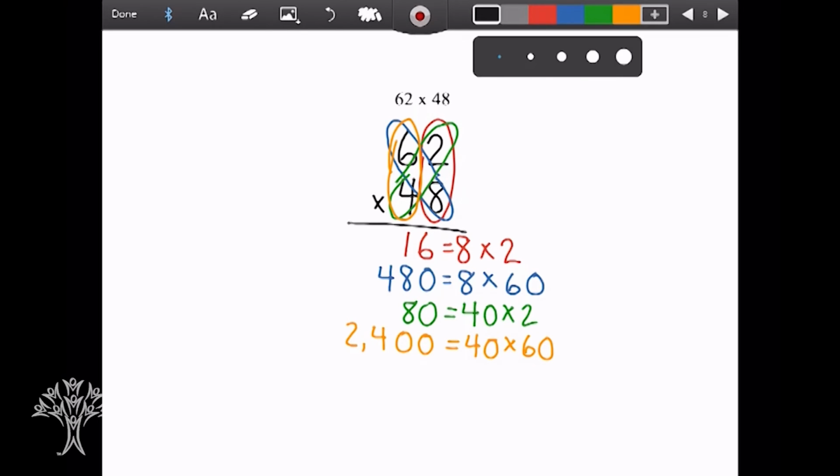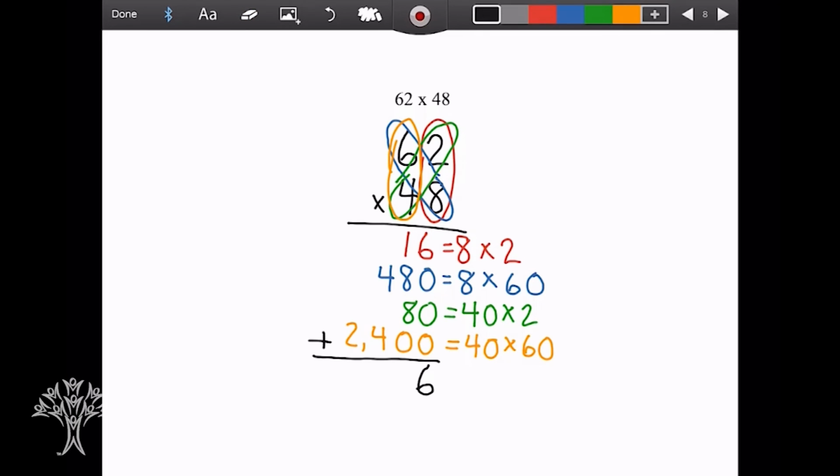What is the very last step that you have to do after this? So 1, we set it up in standard algorithm. 2, we did the multiplication problems. And now we add down the columns. So I've got a 6. I've got 16, 17, 9, 2,976 is what you should have there.